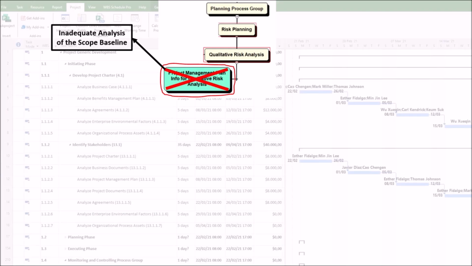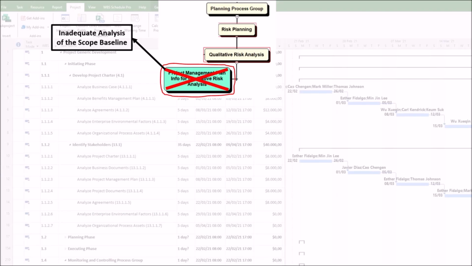1. Inadequate analysis of the scope baseline, comprised of the scope statement, work breakdown structure, and WBS dictionary. As a result, this leads to missed risks and an incorrect assessment of impact. Why does this happen? The work breakdown structure is the fundamental tool for identifying risks at the work package level.